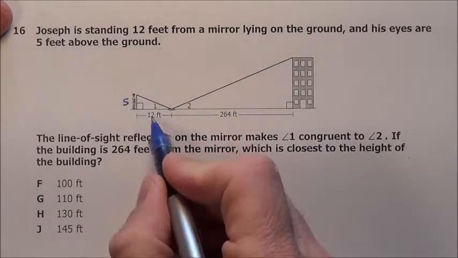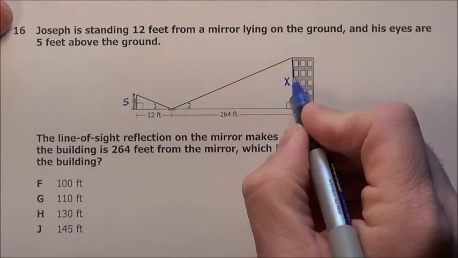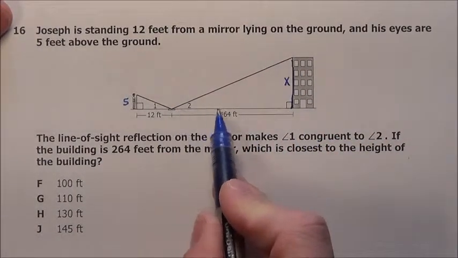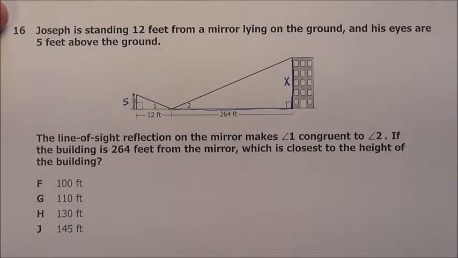So you have a triangle that's 5 and 12, and a triangle where you're trying to find the height of the building, right here, and you're 264 feet away. So all I need to do is set up the similar triangles into a proportion.